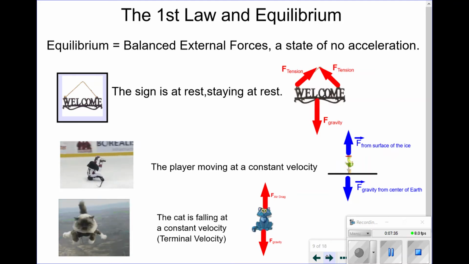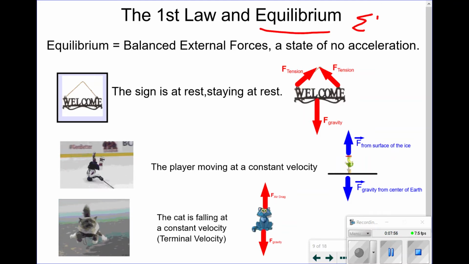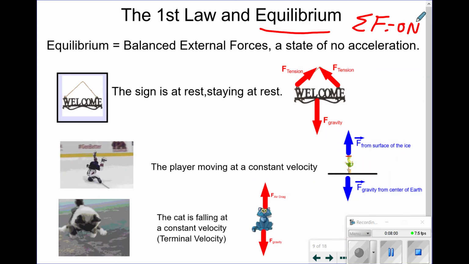So if we focus on just the first part of that, where I'm at rest and I stay at rest, or my velocity, speed, and direction remain constant, that's under the condition that I am in a state of equilibrium, that there is no net unbalanced force acting on me. That's what equilibrium means for us, that the net external force is equal to 0 newtons.